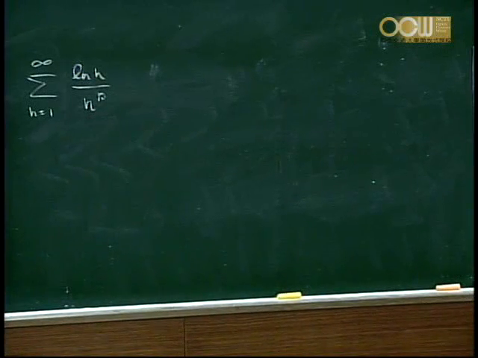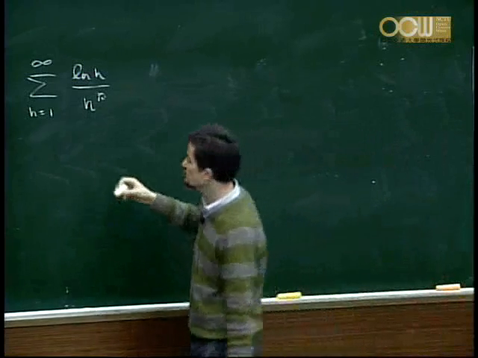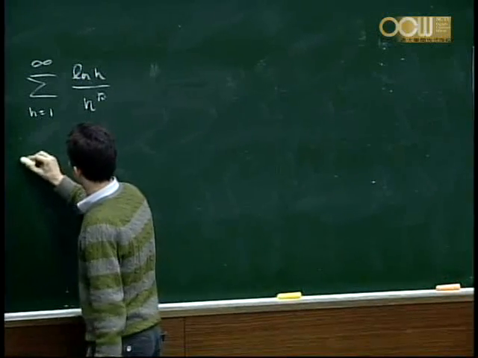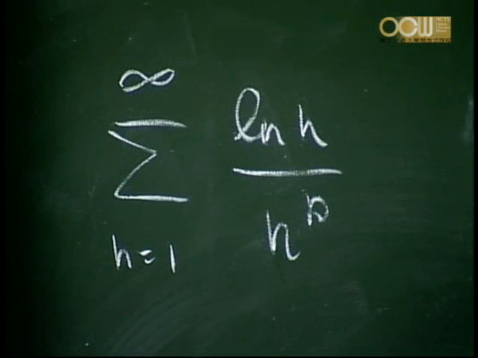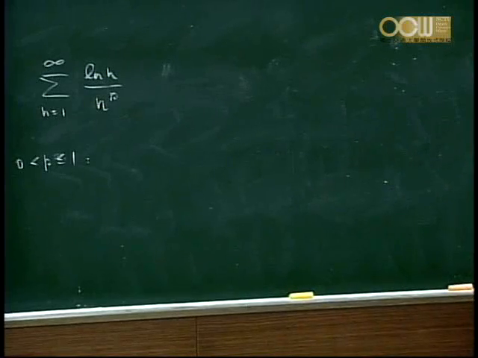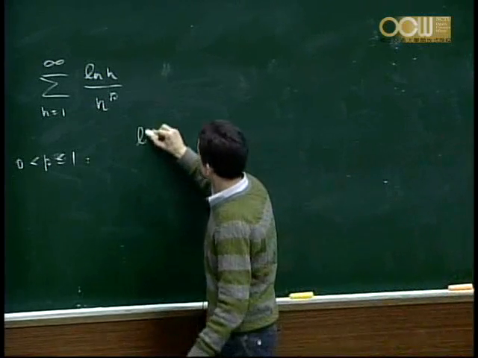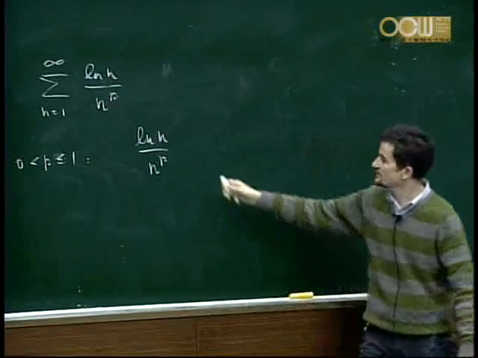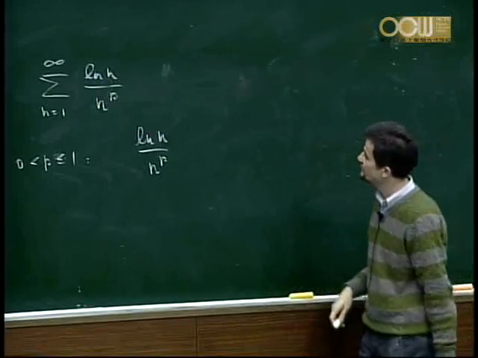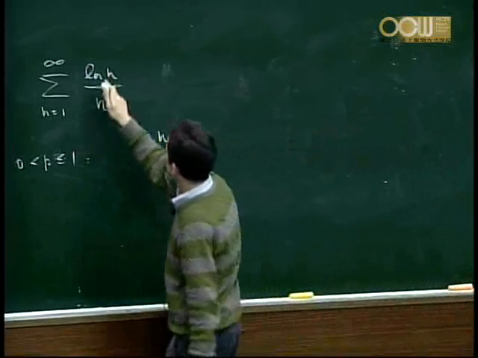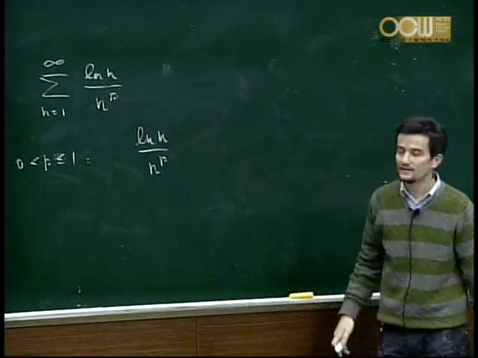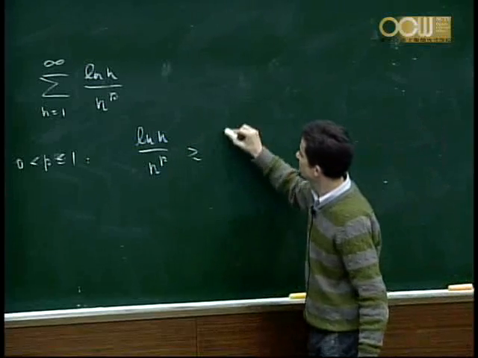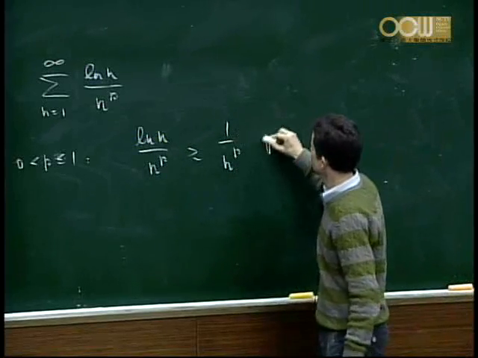So we already discussed the behavior of this series. For instance, we know that if p is larger than 0 and smaller or equal than 1, then this series is divergent. For this range, you see that ln n over n to the p, because ln n, if n is large enough, not necessarily 1, because there this guy is 0, but starting from 2, you will see that this is larger or equal than 1 over n to the p.